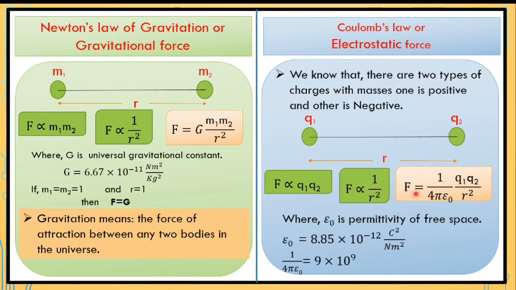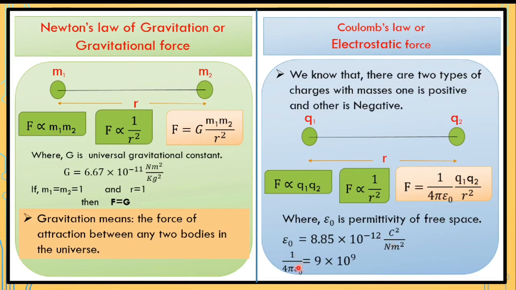So F is equal to 1 upon 4 pi epsilon 0, this is the proportionality constant, where epsilon 0 is the free space permittivity, also called the permittivity of free space. Here q1 q2 are the two charges and r is the distance between them, so it is q1 q2 upon r square. This permittivity of free space has the value 8.85 into 10 to the power minus 12 Coulomb square per Newton meter square.